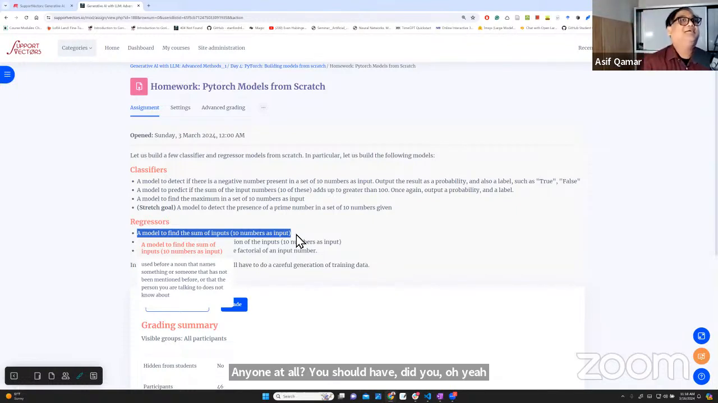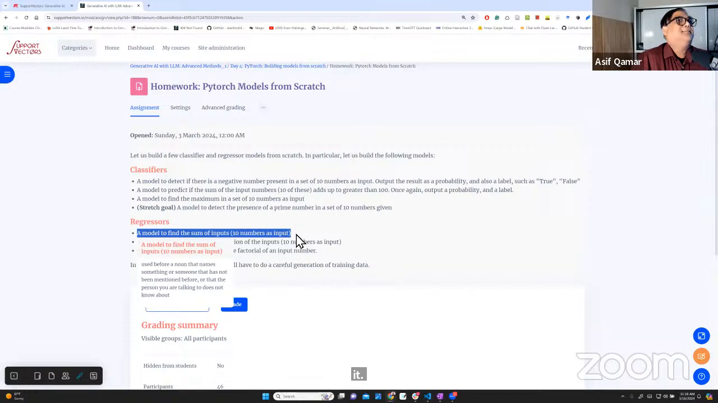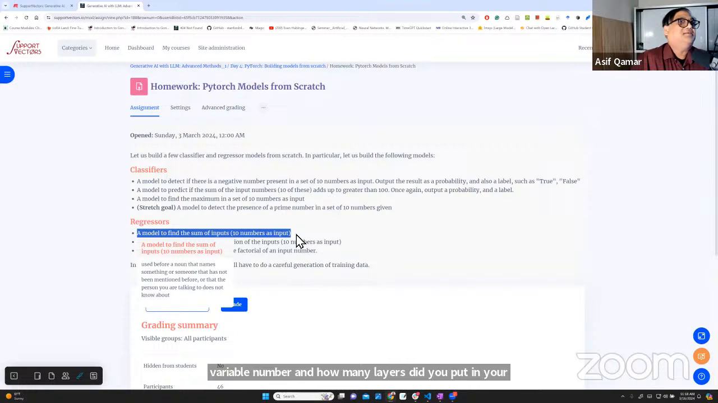I did. It's not 10 though. It's variable. The length of the numbers in a list is variable. But what's your maximum number size? Because I treated it like a large data set. Okay, so you took a variable number. And how many layers did you put in your network? 4 layers. How many nodes per layer? 24, 24, 24, 12. Okay, that's a good answer.